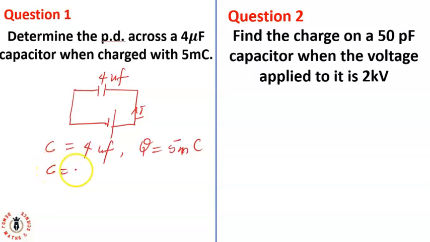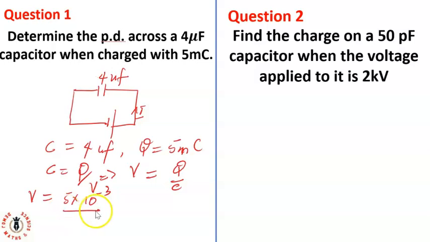Now, C is equal to Q over V. This implies that my V, from change of subject formula, equals Q over C. So that my V here will now be the same thing as Q, which is 5 times 10 raised to the power minus 3, over 4 times 10 raised to the power minus 6. This is the same thing as 5 divided by 4, that's 1.25 times 10 raised to the power minus 3 times 10 raised to the power 6.